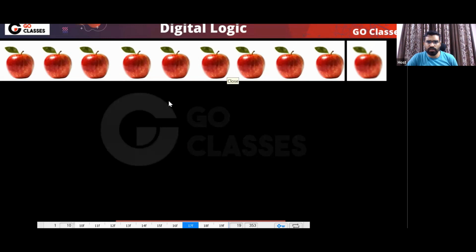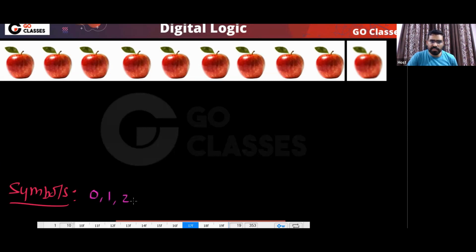Do we have a symbol for that in the decimal system? We don't have a symbol, because what are the symbols in the decimal system? These are the symbols. In the decimal system we only have these symbols, and we call them digits. So these symbols are basically digits.